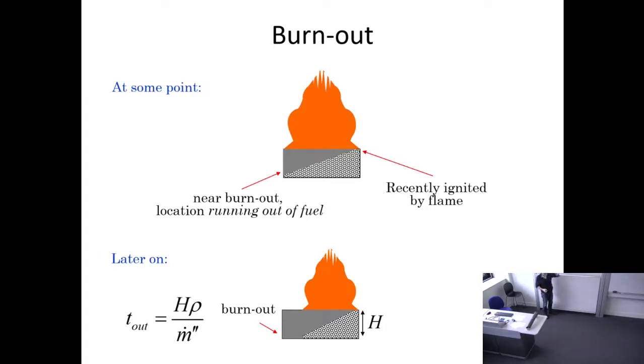At some point, it will stop burning. It actually is what is called the trailing edge of the flame. This is the leading edge, this is the trailing edge, and it's burnout. This will stop burning because it has been burning already for enough time.